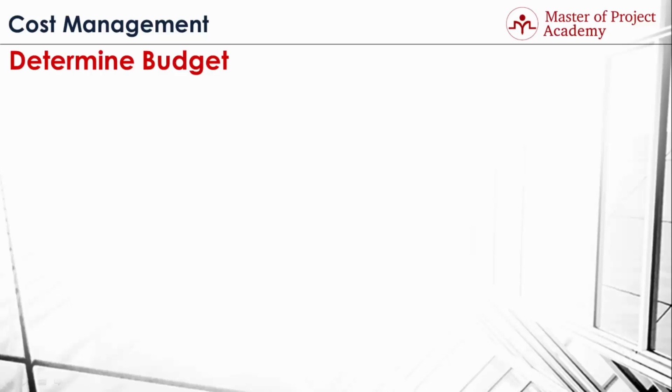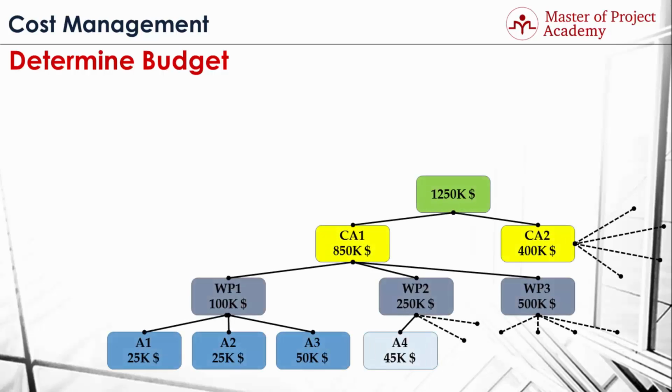Determine budget process example. We've seen the determine budget process in our previous lecture. During this lecture, we'll go through an example. During the estimate costs process, cost estimations of each project activity and work package are determined. This is an example work breakdown structure and costs associated with each activity, work package and control account respectively.